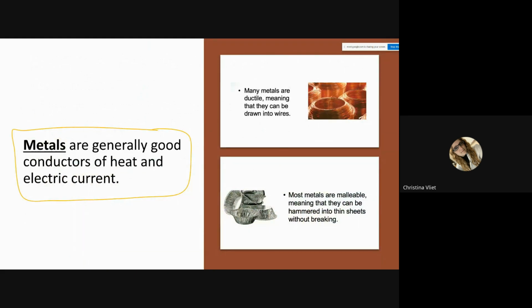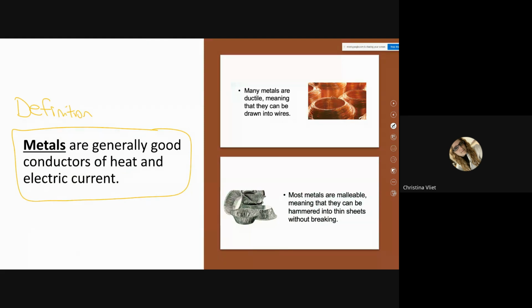All right. So definition. You need to know properties of metals, and there's a few properties here that you have to know. Metals themselves, which is most of the elements of the periodic table, are good conductors, meaning that they transfer heat and they transfer electric current. They transfer heat very well and they transfer electricity very well.